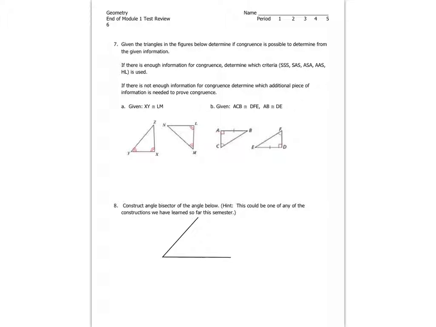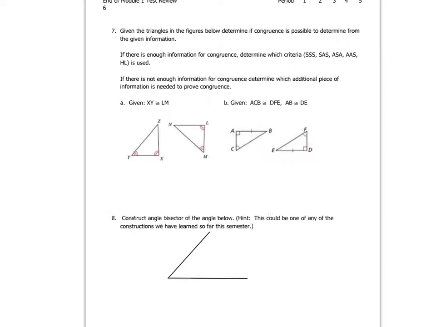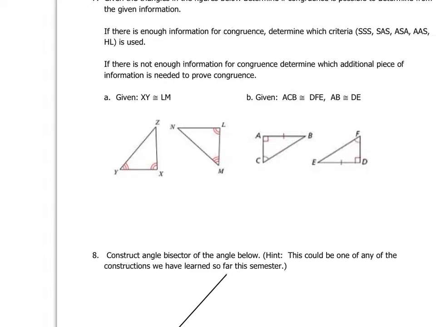Okay, number 7 says, given the triangles in the figure below, determine if congruence is possible to determine from the given information. If there is enough information for congruence, determine which criteria, SSS, SAS, ASA, AAS, or HL, is used. If there is not enough information for congruence, determine which additional pair of information is needed to prove congruence.